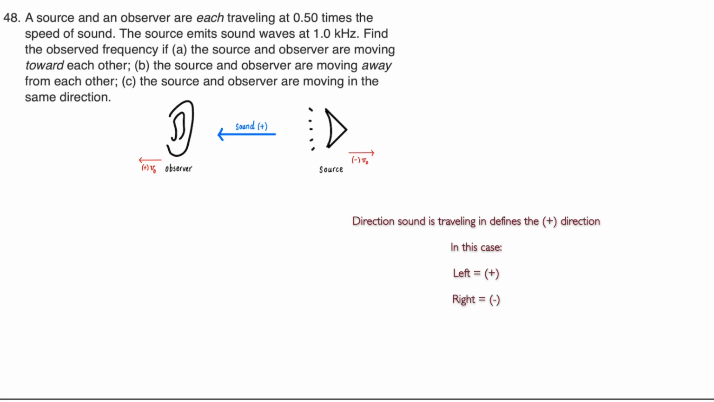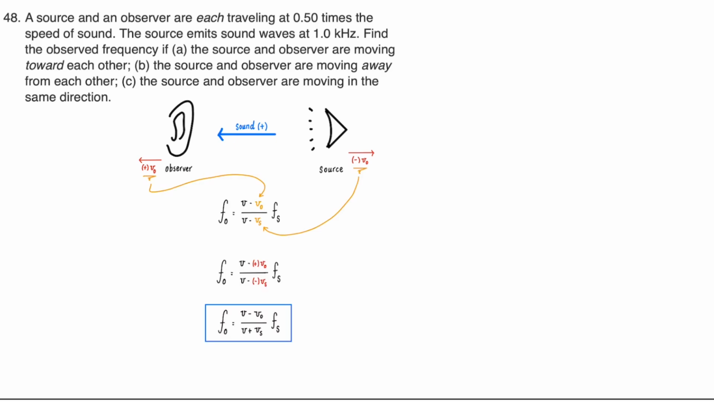So for example, let's say that the observer and the source are moving away from one another. In this case, our observer is moving towards the left, so we're going to assign a positive sign to V0. The source, on the other hand, is moving to the right in the opposite direction of the sound, so that's going to get a negative sign. So having assigned the signs to V0 and Vs, we can plug these two values into the Doppler equation, and we end up with the equation I've written in the blue box.